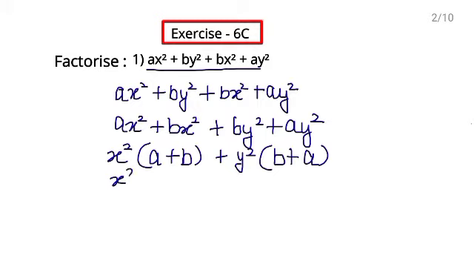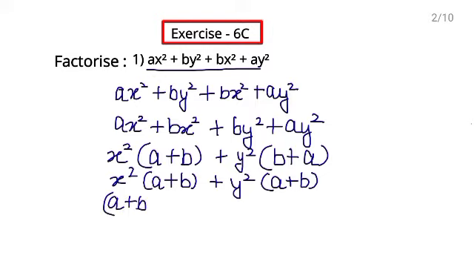So we can also write it as x square(a plus b) plus y square. This can be written as b plus a is also equal to a plus b. This is the commutative property. So now you can take a plus b common. If we take a plus b common, in this term we will have x square, and in this term we will have y square. So keep it in the bracket, x square plus y square. So this is your answer.